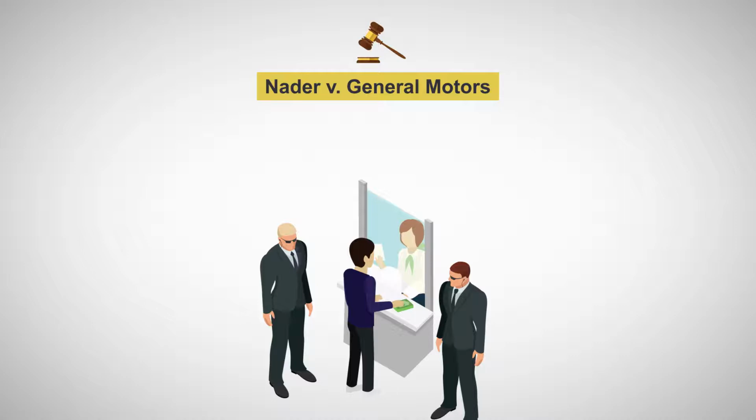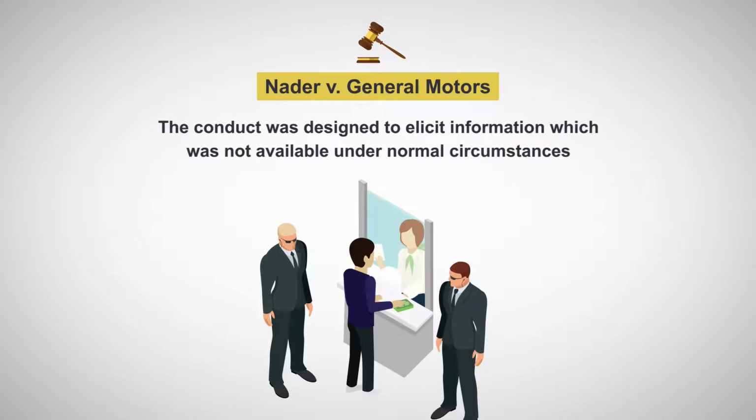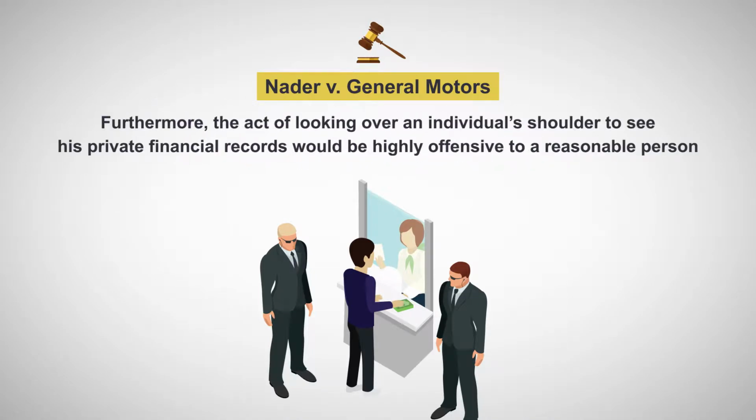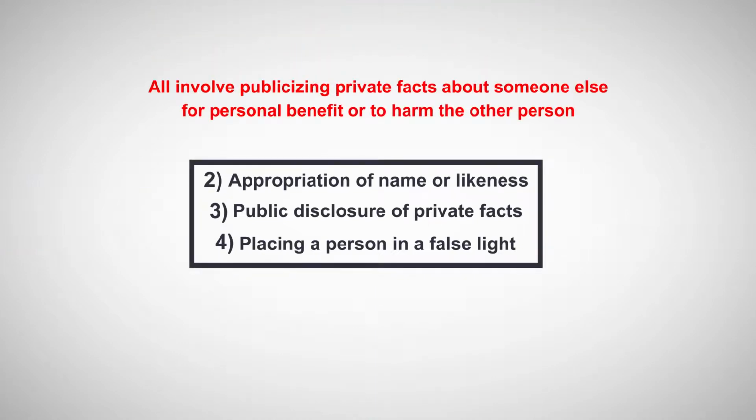This amounted to intrusion upon seclusion because the conduct was designed to elicit information which was not available under normal circumstances. Furthermore, the act of looking over an individual's shoulder to see his private financial records would be highly offensive to a reasonable person. The other 3 categories all involve publicizing private facts about someone else for personal benefit or to harm the other person.